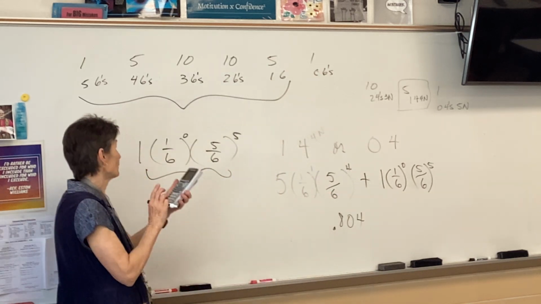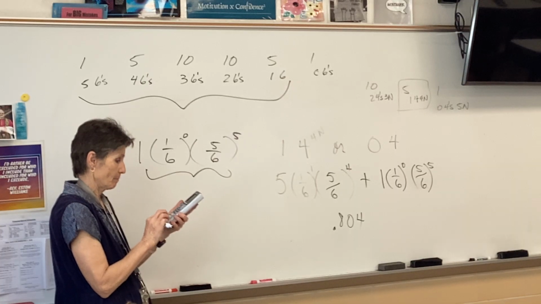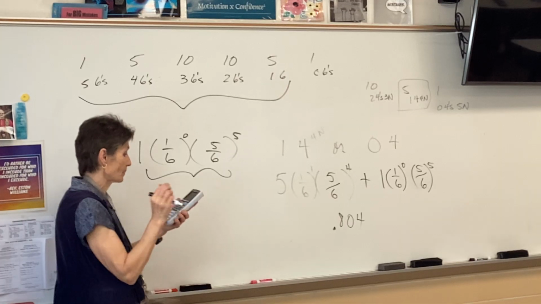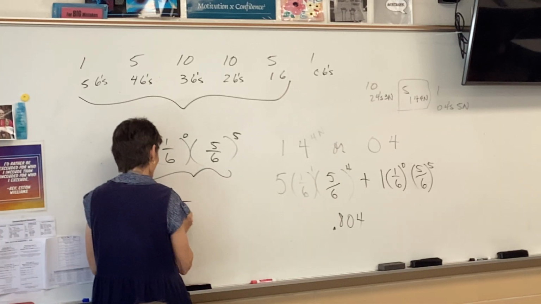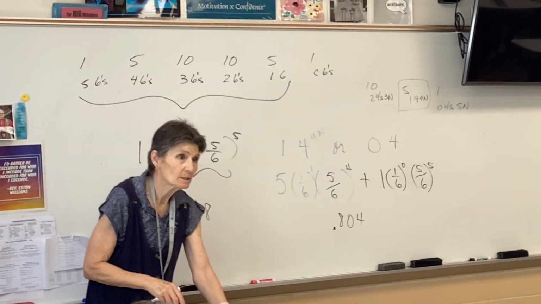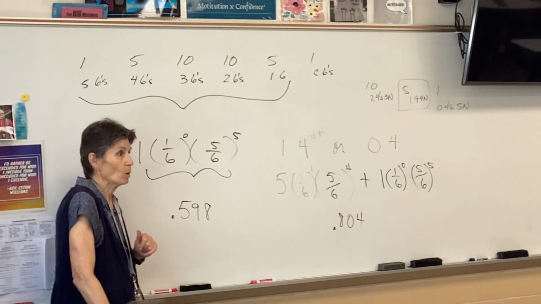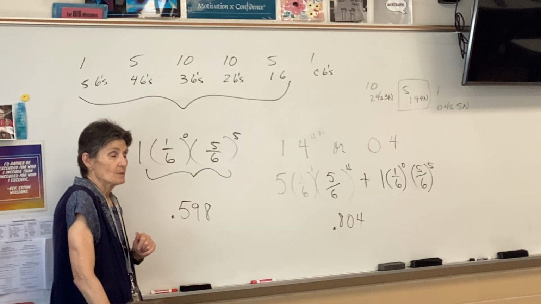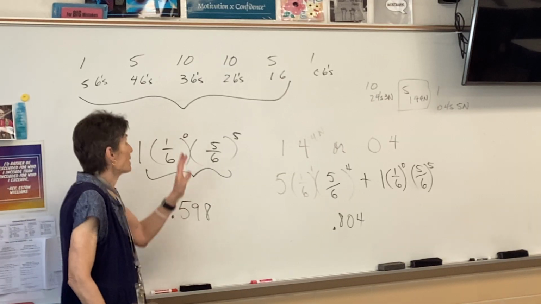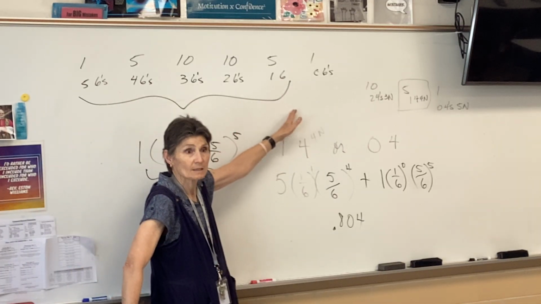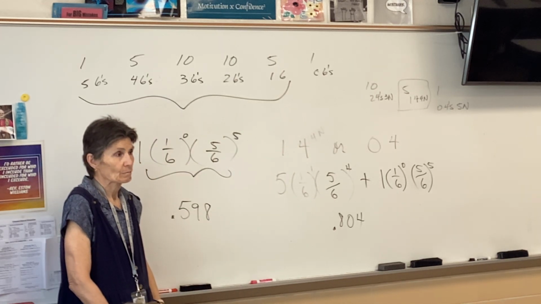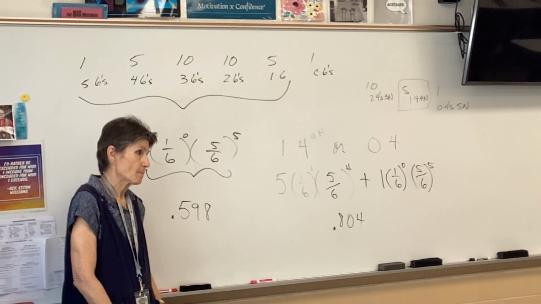All right, so what do we get? I got 0.598 as my final answer after I subtracted from 1. So in math land, we call that kind of going in the back door. Instead of finding what I do want, I take 1 minus what I don't want, if it's easier.